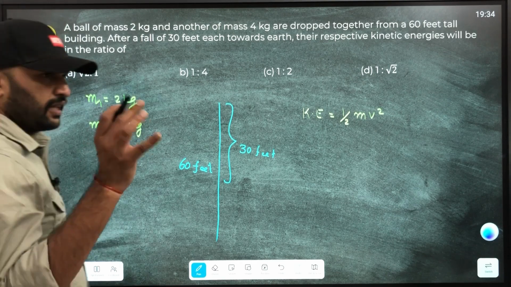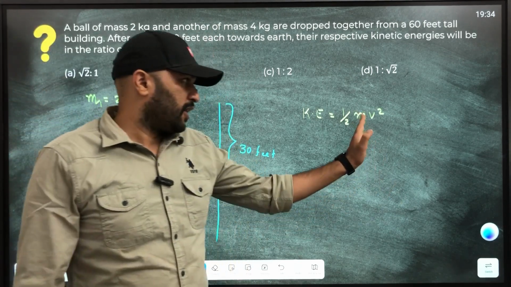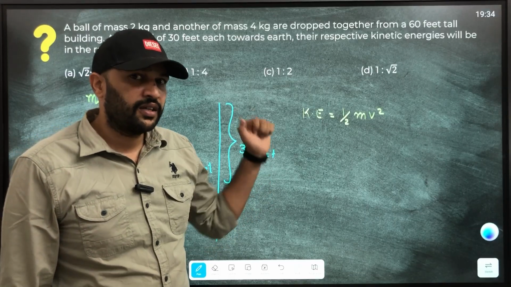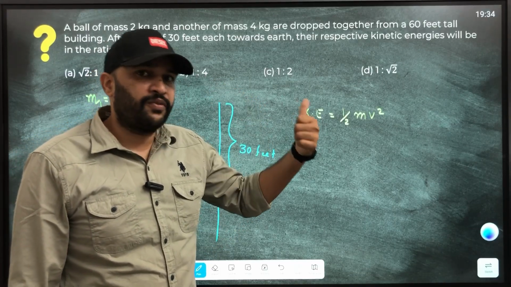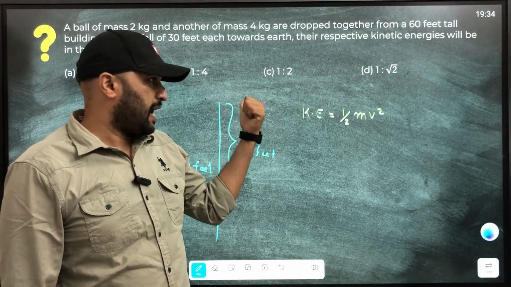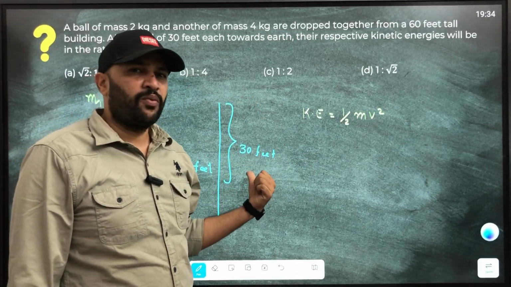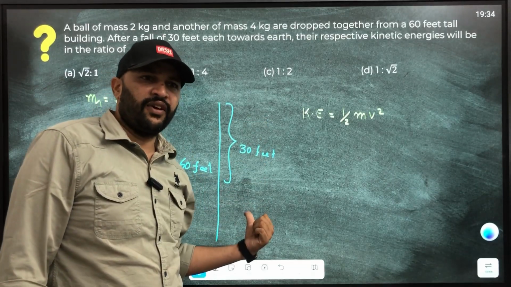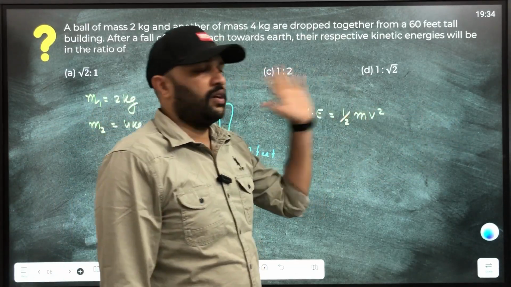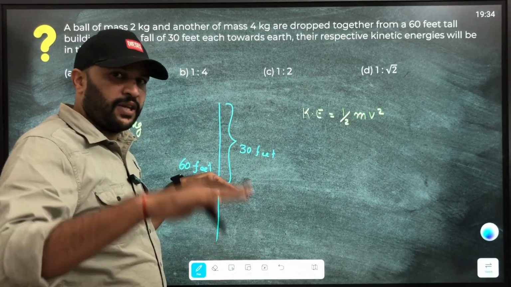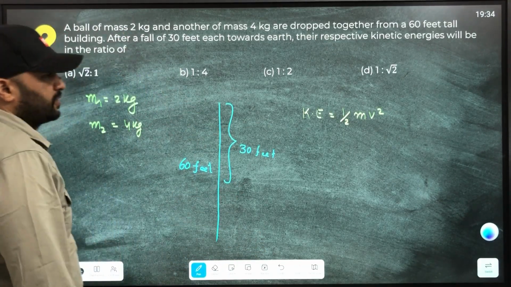So let me recall that particular concept. Our velocities will be the same in both cases. Wait, sir, what are the conditions? The condition is they should be dropped from the same height and at the same time, then only the velocity when they reach 30 feet is the same. Sir, what if one is at 30 feet and another is at 35 feet? In that case, you have to find the velocities. In this case, both have the same velocity, they are dropped from the same height and at the same time. Okay, this is very crucial.